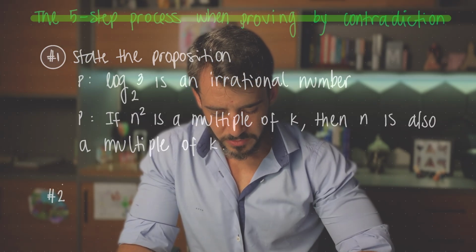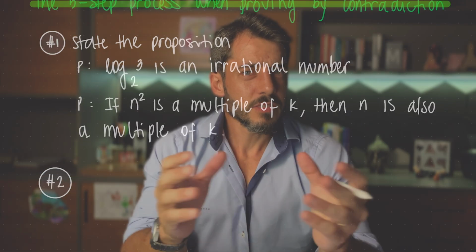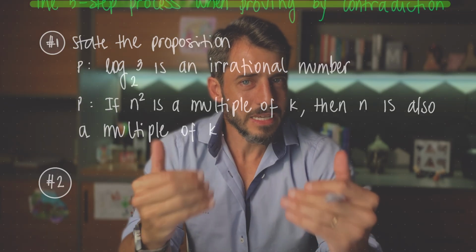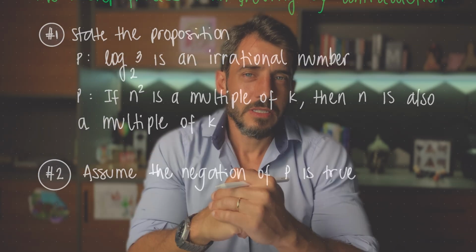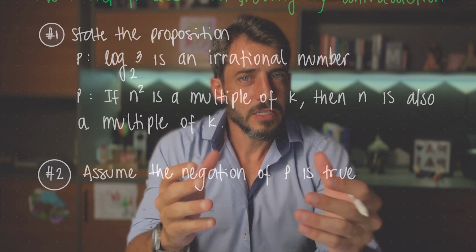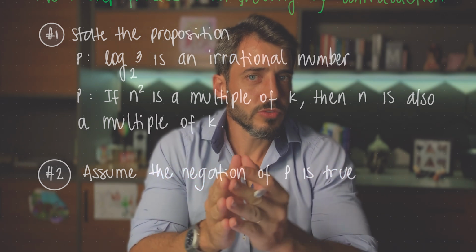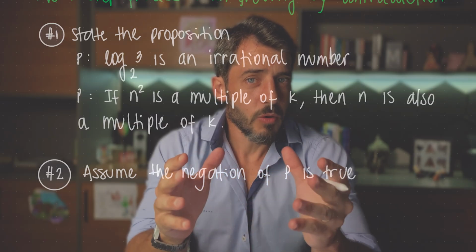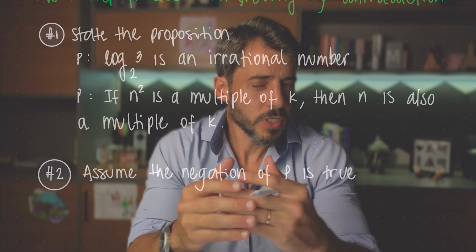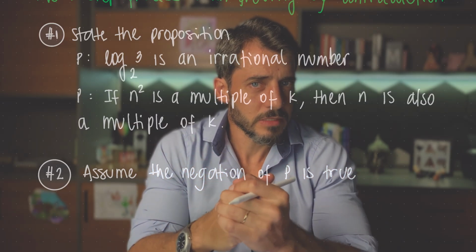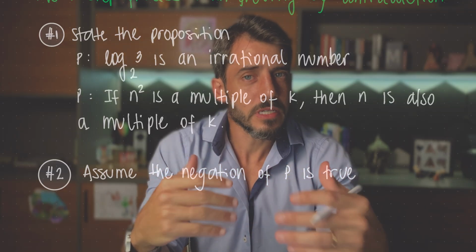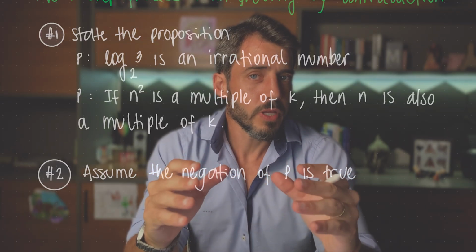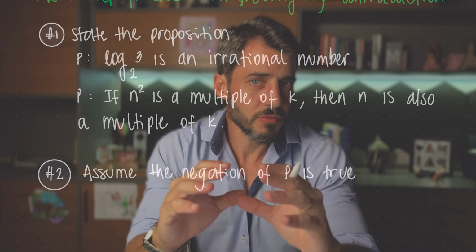Alright, so what comes after that? Step number 2. And this is very particular to proofs by contradiction. We're going to assume that the negation of P is true. And negation, or negating, is the most appropriate word to use over here. Now, what is the negation of a statement? We can use a few examples to address that question. And by the way, you need to be extremely careful with what is the negation of given statements.